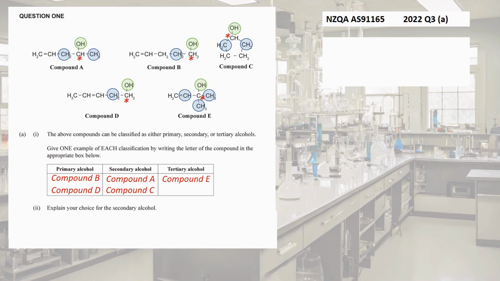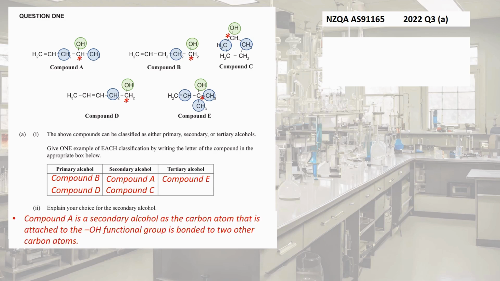It says explain your choice for the secondary alcohol. I'm just going to choose the first one I put in here. You may have only put 1 if you did the exam. And I'm going to say, look, compound A is a secondary alcohol as the carbon that is attached to the OH functional group, I'm being specific here, is bonded to 2 other carbons. Notice 2 other carbons, the specific detail related to that exact compound, and I have labeled that compound.